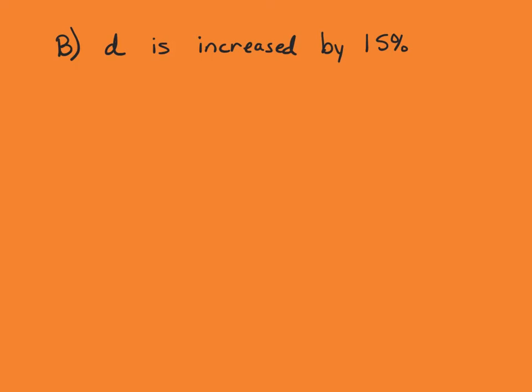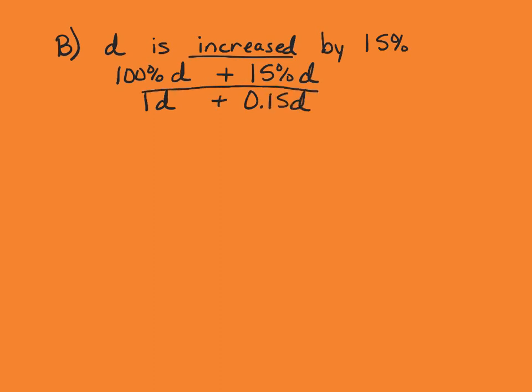Example 1, part B, D is increased by 15%. So we have all of D, which is 100% of D, is increased, means we add 15% of D. We could rewrite as decimals and get 1D plus 0.15D. So this is equivalent. Or we could add them and get 1.15D. So we've got some equivalent expressions.